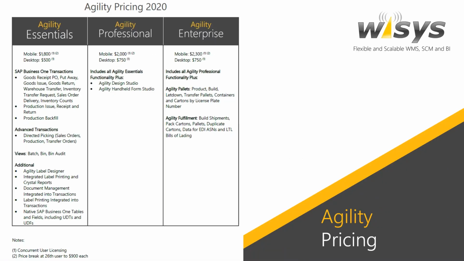To go over our pricing, the mobile handheld licenses are $1,800 to $2,300 each, and I'll go over that here in a second. The desktop grids that I showed you are between $500 and $750 each. And the essentials, like I mentioned earlier, are all the standard Business One transactions, as well as our label designer and the ability to integrate into the Crystal Reports.